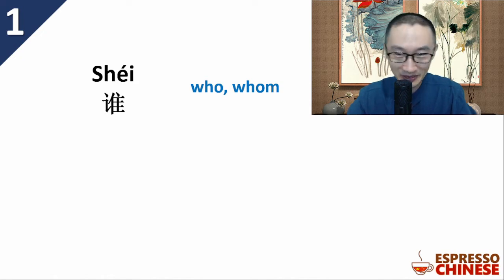That's interesting. Okay. Anyway, 谁 could be who, whom, right? If you want to ask who is that person, you can say 他是谁, 他是谁.